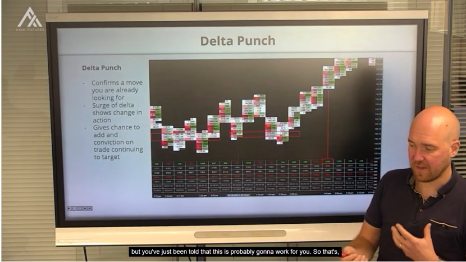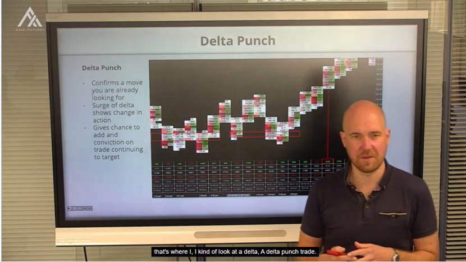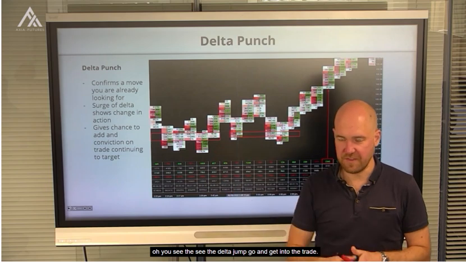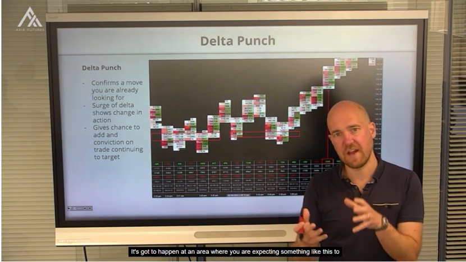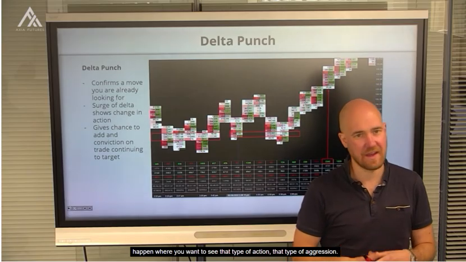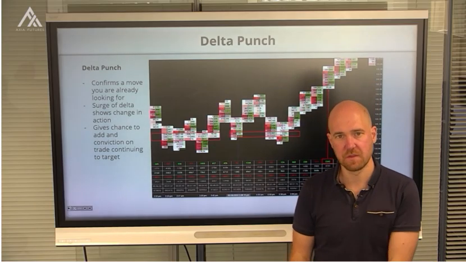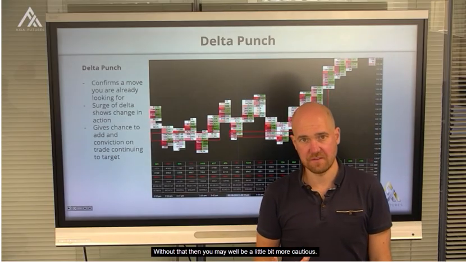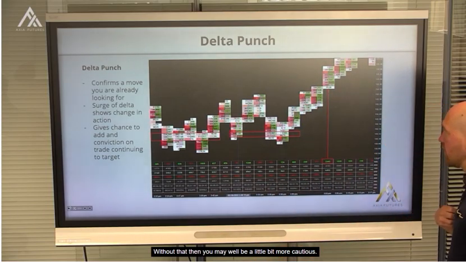So that's where I look at a delta punch trade. It's not so much about the simple, oh, you see the delta jump, go and get into the trade. It's got to happen at an area where you're expecting something like this to happen, where you want to see that type of action, that type of aggression. When you get that, then you go for it. Without that, then you may well be a little bit more cautious.